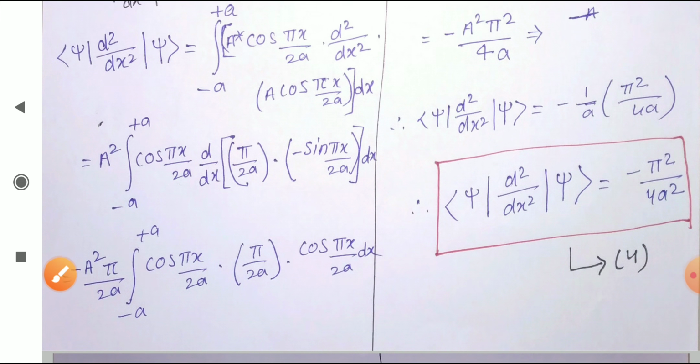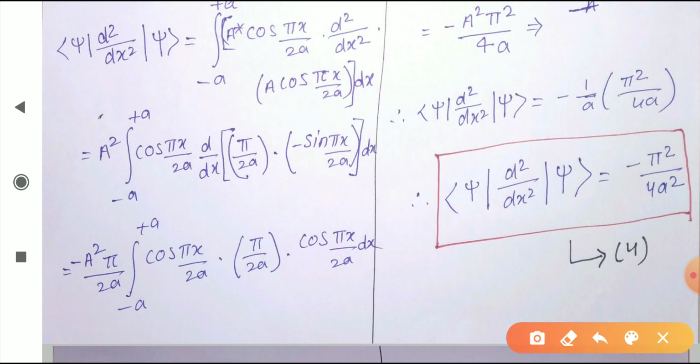Clear? So first I find the first derivative, then I can take the second derivative. So if we find the derivative of this, what I will get is pi by 2a outside, and then cos of, consider this as x. So cos x will give us minus sin x. Here x is pi x by 2a. So this we will get.